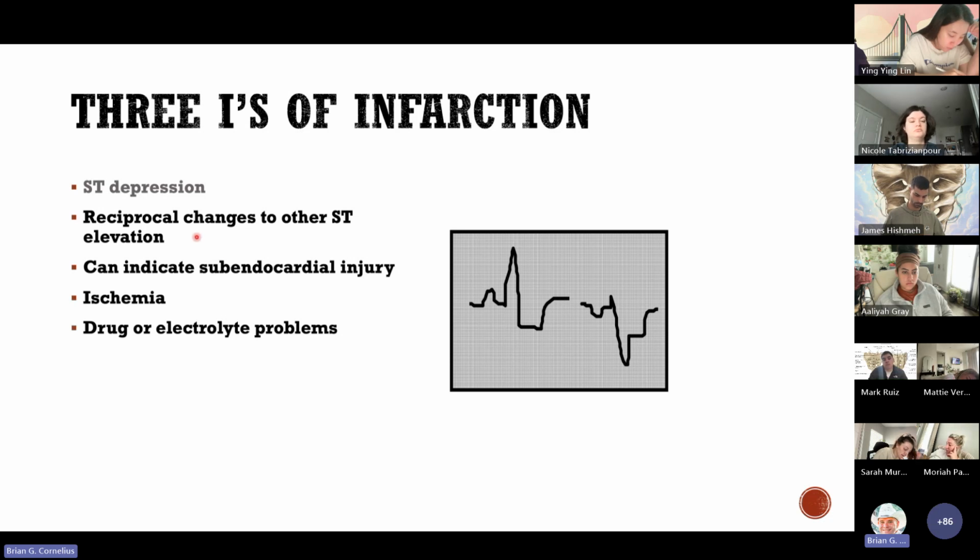You can also have subendocardial injury, ischemia. And then sometimes you'll see that some of our medications or electrolyte abnormalities can do this as well. Like digitalis does all sorts of crazy things to the heart. So you may see that reflected in ST depression. You may also see it in hypokalemia.